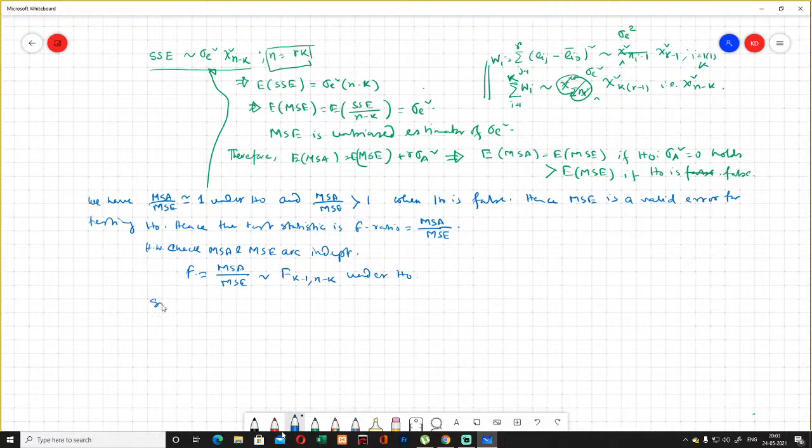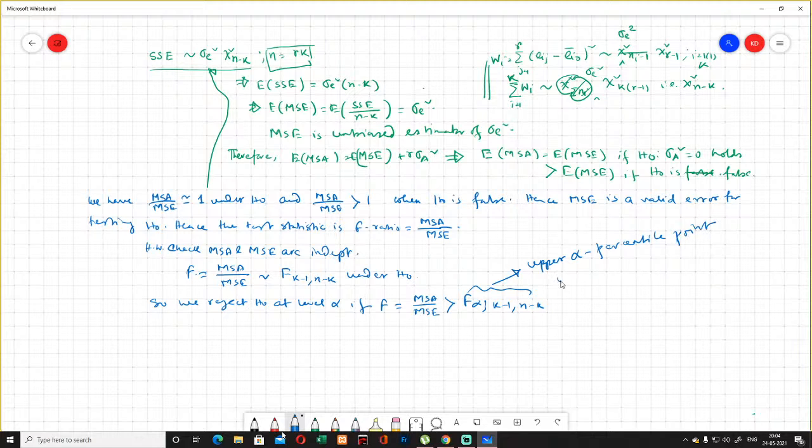So we reject H naught at level alpha if F, MSA by MSC, is greater than F alpha k minus 1 n minus k. I already defined F alpha k minus 1 n minus k as the upper alpha percentile point of the F distribution with k minus 1, n minus k degrees of freedom.